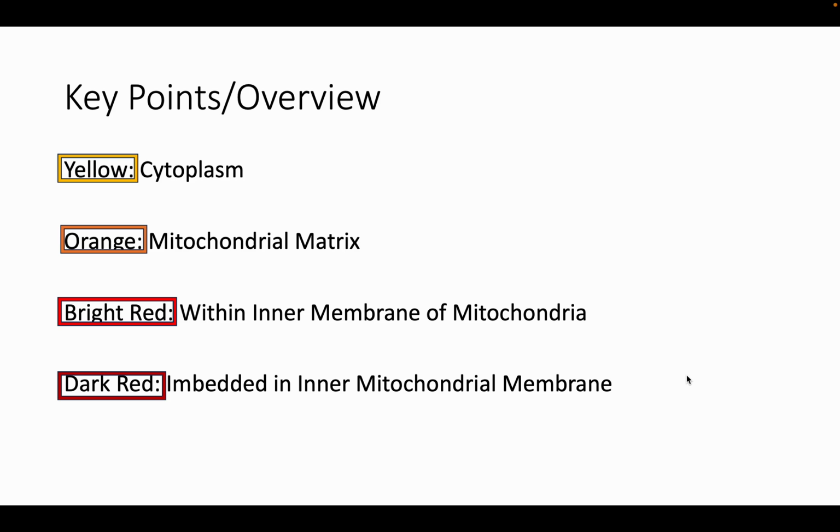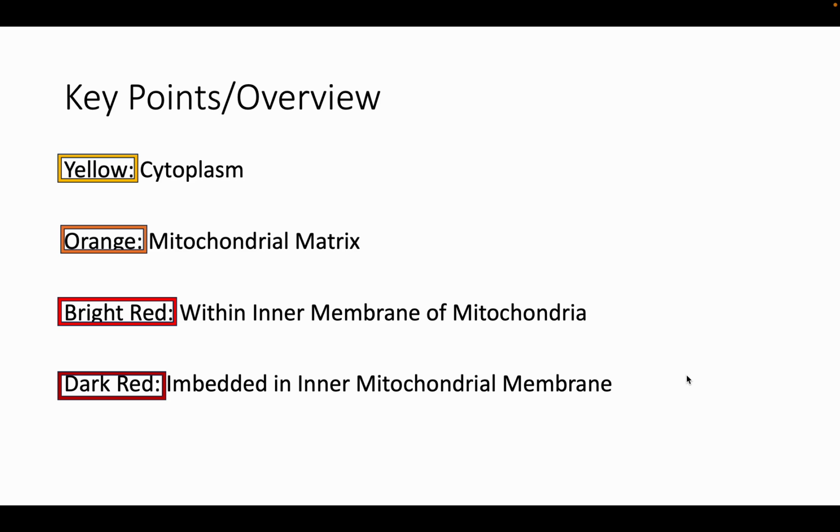Yellow will represent the process happening in the cytoplasm. Orange will be when the pathway is in the mitochondrial matrix. The bright red represents within the inner membrane of the mitochondria. And finally, dark red means that the process is happening in or embedded in the inner mitochondrial membrane.